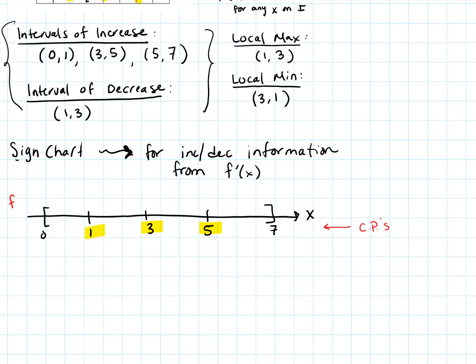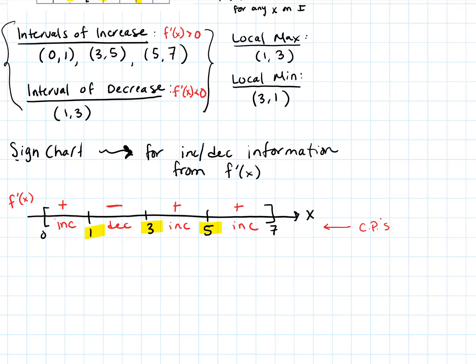Then what I could do is take this information, and if I knew where the derivative was greater than 0, remember, that's intervals of increase, I knew it was positive. So it was positive from 0 to 1, positive from 3 to 5, and positive from 5 to 7. And then I knew where the derivative was negative. Well, the derivative is negative only from 1 to 3. So this is where we were increasing, decreasing, increasing, and then increasing.